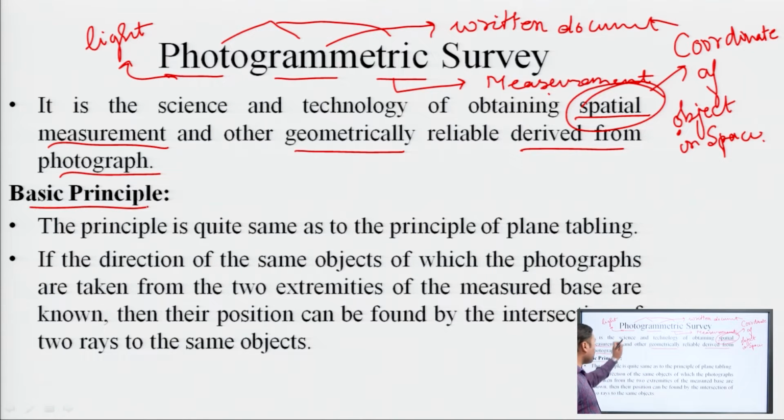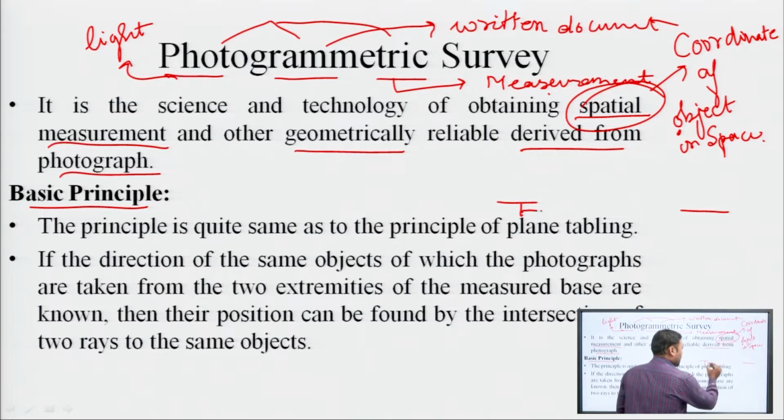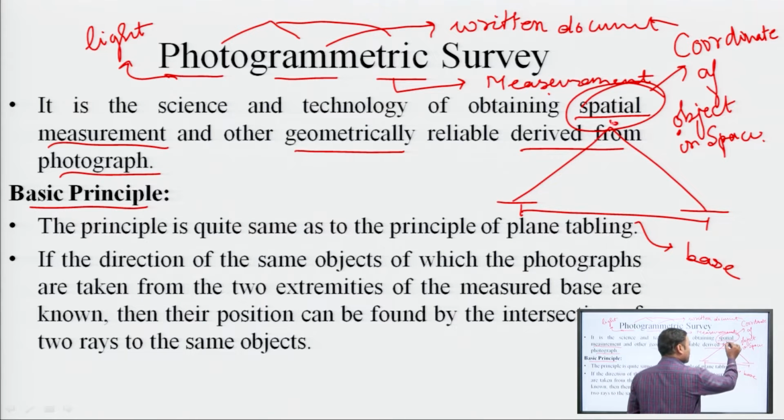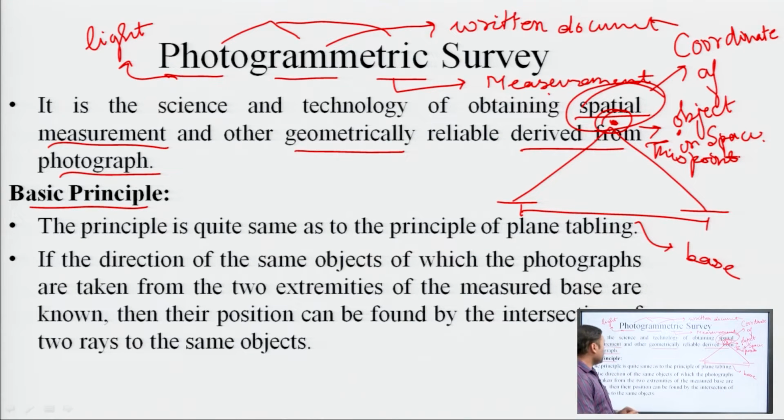What is the basic principle of photogrammetric survey? Its principle is quite similar to the principle of plane tabling. For example, if we want a location or a point of an object in a plane table, we select two different points of known base, and by the intersection of these two different points, we can find the coordinate of this point. This principle is used in photogrammetric for obtaining the coordinate and other geometrical data.